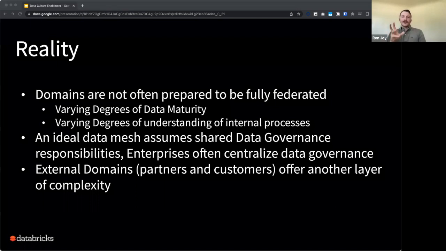And then we have one extra fun layer to this: external domains, right? So partners and customers offer one extra layer of complexity. When we start talking about all of our wonderful partners coming in and having access to our data, and some of our customers, remember data is a product, so we're going to sell that externally. They also have to comply with our data access standards, for example, our data sharing standards, right? It's really important here to take into account the reality and see how we might bridge the gap to that ideology of the data mesh, right?